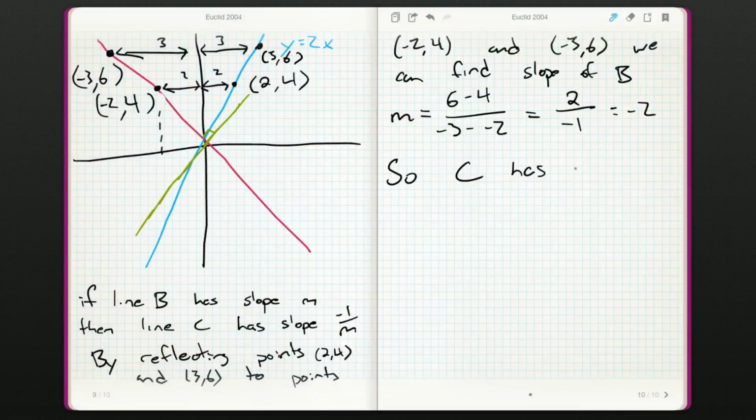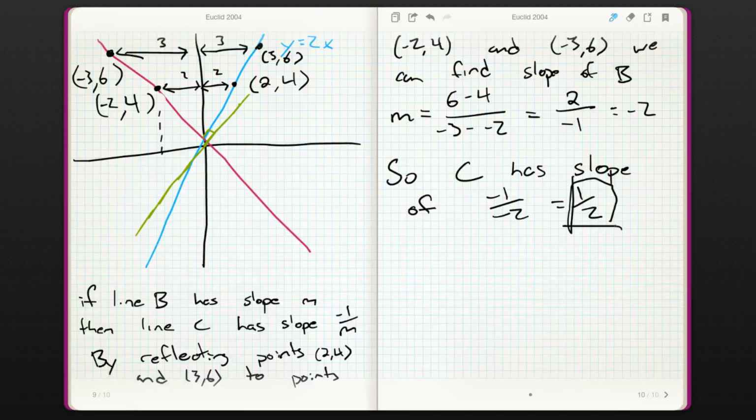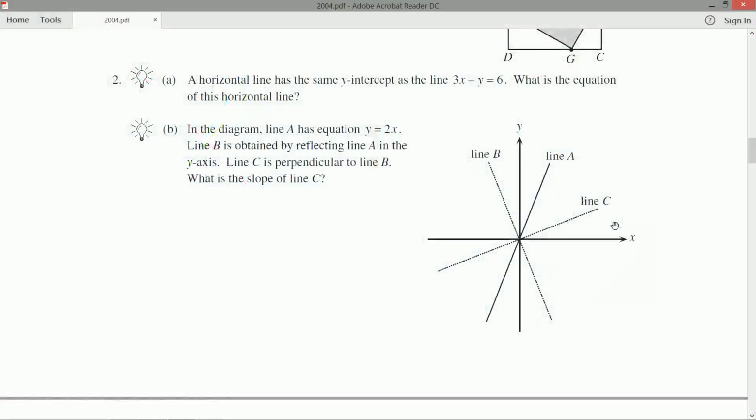So now, as we already stated, C has a slope of -1 over m, so -1 over -2, which is 1/2. And that fits with their picture. It was going up and to the right, so it should have a positive slope. Just like the -2 fits with our picture for B, because it's going down and to the right. That should be a negative slope. So I might put a little box on it to emphasize that this is the slope and we've got it. Double check. C perpendicular to lines. What is the slope of line C? Great, we're doing fine there.